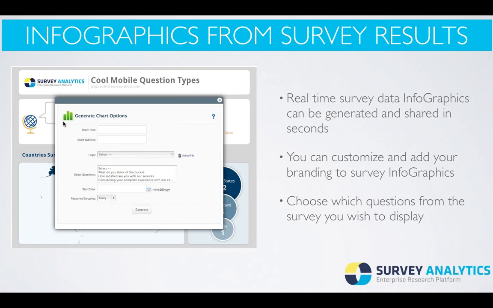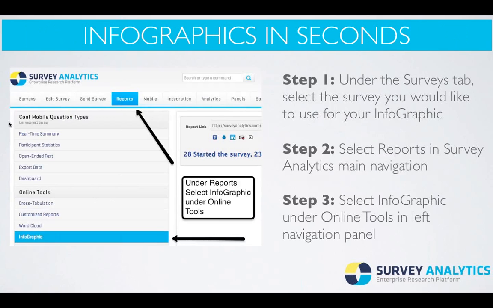Basically, with the infographics from survey results, you'll see real-time survey data. It can be generated and shared in seconds. Again, you can customize and add your own branding to your survey infographic. On the left there, you can give it a chart title, a chart subtitle, add your company brand or logo, and select the particular questions that you would like to add. You can also specify the dates that you would like to run your infographic report from, change the response grouping from daily to weekly or monthly, and then generate that and share as well.